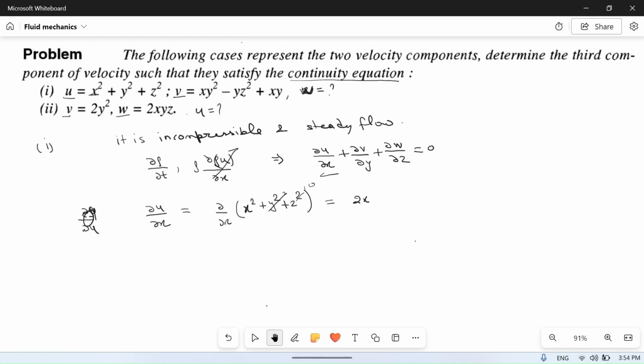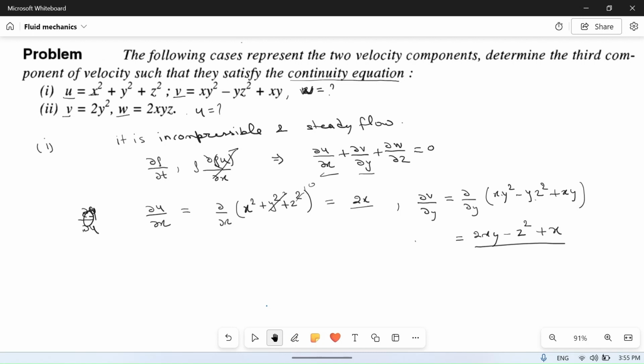Similarly, del v upon del y is equal to del upon del y of xy square minus yz square plus xy. If we differentiate it, it will become 2xy, because x is considered constant with respect to y, so x will come out, and differentiation of y square will become 2y. Then minus yz square, differentiation of y will be 1, so it will become only z square, because we are considering everything as constant except y. Okay, plus x. So this is our del v upon del y, and this is del u upon del x.